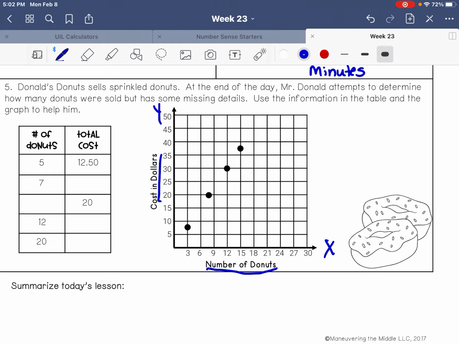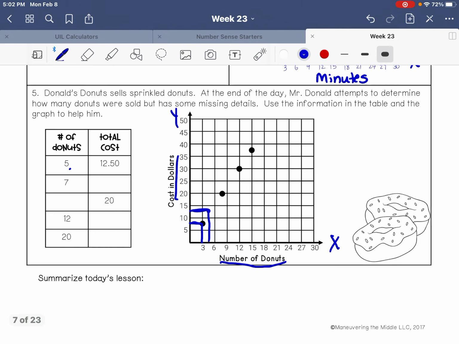And it looks like, according to this table, that 3 donuts cost somewhere between $5 and $10. It's not $5 and it's not $10, but it's somewhere right in the middle. We'll come back to that. The table shows us that 5 donuts cost $12.50. So that looked like it would be somewhere in this range, right? And then we're missing the 7 on our graph and on our table. But looks like it'll be somewhere between $15 and $20, right? Because this table has to go up the same each time.